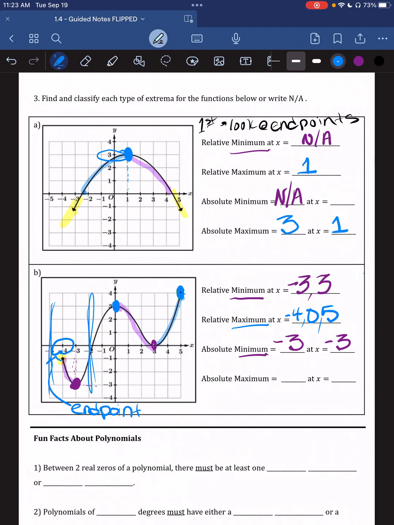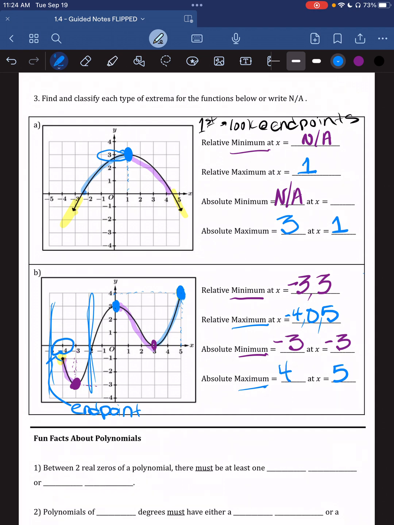Then for absolute maximum, again, we are looking for the highest of the high, the greatest. If I look, this dot right here is the highest dot there is. So that means my absolute maximum is occurring at x equals 5, and my absolute max value is 4.